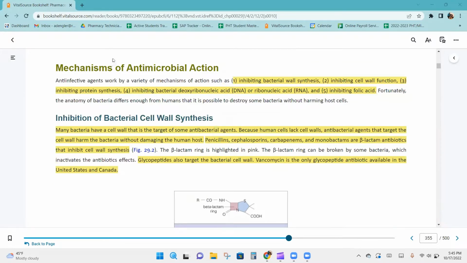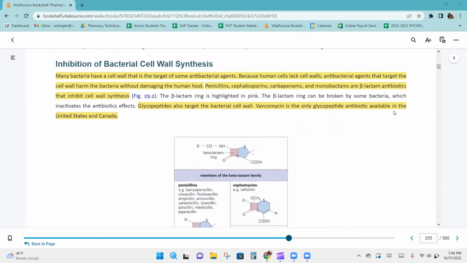Anti-infective agents work by a variety of mechanisms of action, such as inhibiting bacterial wall synthesis, inhibiting cell wall function, inhibiting protein synthesis, inhibiting bacterial deoxyribonucleic acid or ribonucleic acid, and inhibiting folic acid.